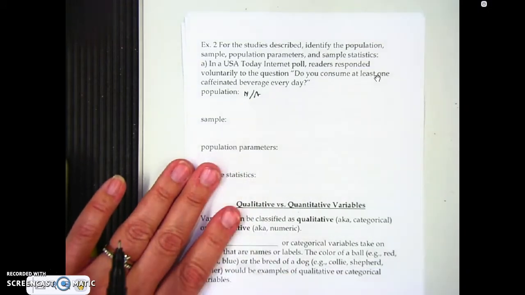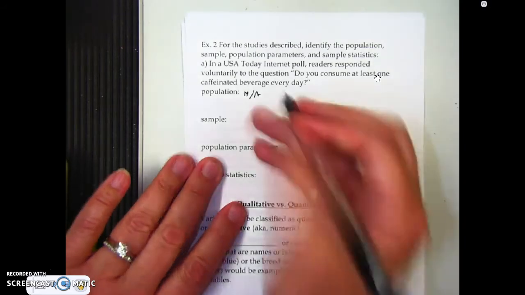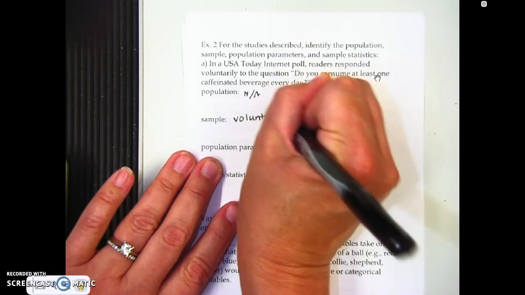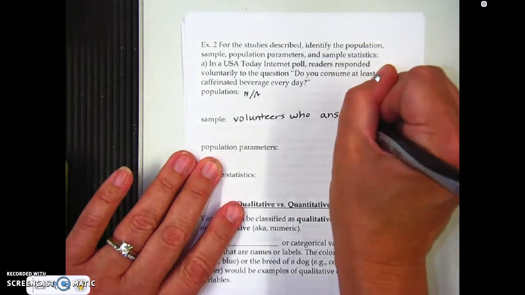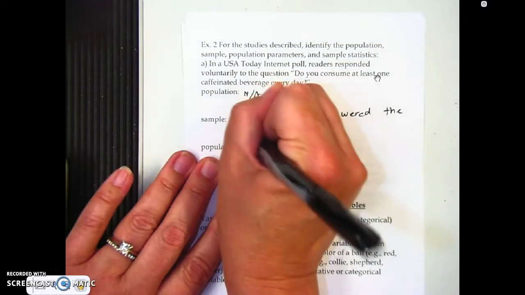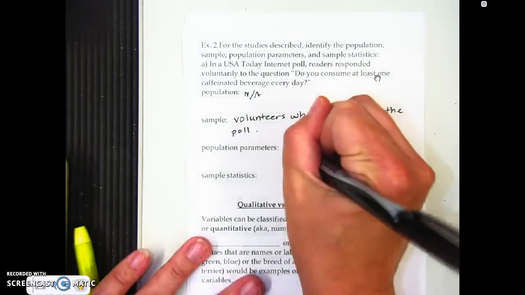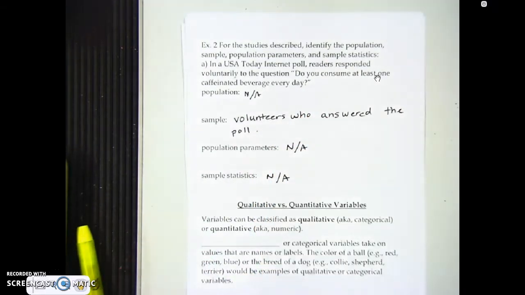However, we can answer the sample. The sample in this case would be anybody who responded to the poll. So for this, we're just going to say the volunteers who answered the poll. They didn't actually give us the results of the poll, so I have no sample statistics, and they really didn't do much with the population parameter. So all of these other ones are non-applicable.